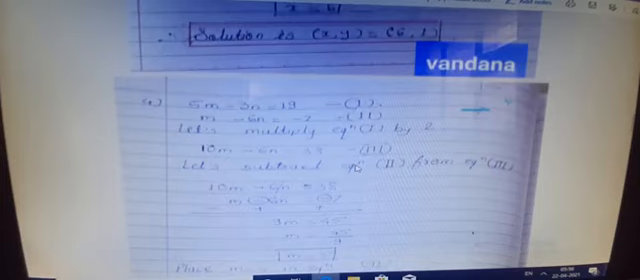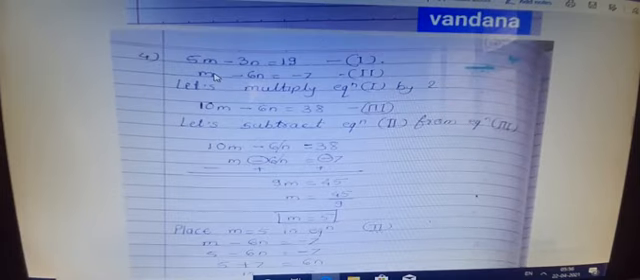Now see question number 4: 5m minus 3n is equal to 19, m minus 6n is equal to minus 7. Listen carefully, here the variables are changed, m and n. Now observe carefully. The m coefficient is 5, here it is 1. The n coefficient is minus 3, here it is minus 6. I am going to multiply equation 1 by 2. Multiplying equation 1 by 2, here comes minus 6 and minus 6. After subtraction it becomes plus 6 and minus 6, and the n variable's coefficient is automatically cancelled.